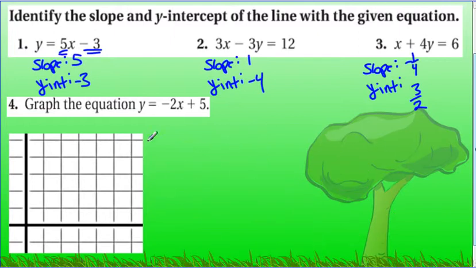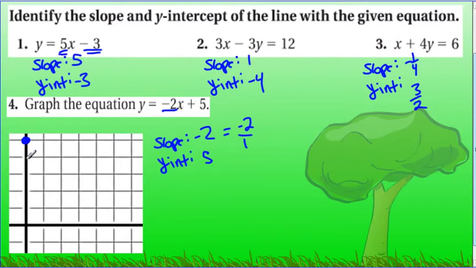Number 4. We actually have to graph this one. So we're going to find our slope-intercept. Slope is -2. This one's already set up as y equals, which saves us some time and some trouble. So the intercept is 5. 1, 2, 3, 4, 5. The slope is -2, which as a fraction is -2 over 1.